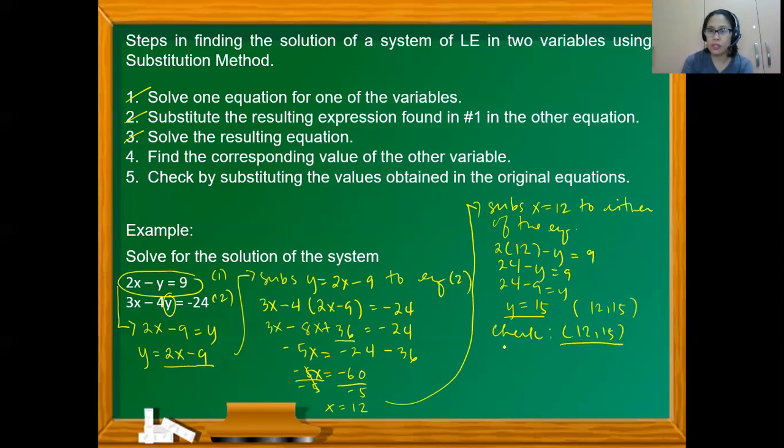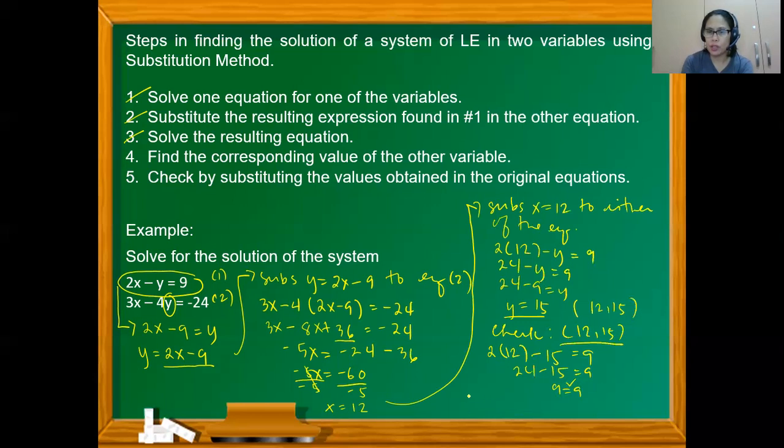So let's begin with the first equation. So substitute 12 to x, and 15 to y. Will the left side equal the right side? So this is 24 minus 15. And really, 9 equals 9. How about the second equation?